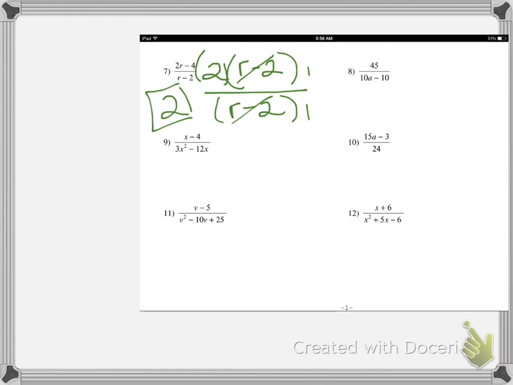Let's come over to the right. 45 over 10a minus 10. Well, 45 is 45. 10a minus 10 is 10 times the quantity of a minus 1. So now you ask yourself, well, there's no other a minus 1 anywhere, so that's out. What about the 45 and 10? Can I simplify them? Why can't I simplify them here or here? It's because they're trapped with that minus sign.